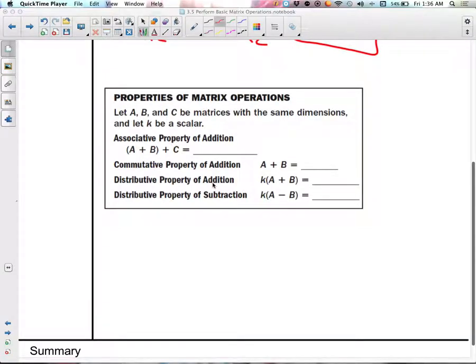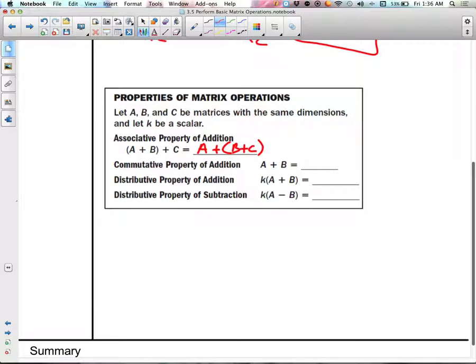A few properties of matrices that you need to be aware of. So let A, B, and C be matrices with the same dimensions, and let K be a scalar. The associative property of addition can be performed on a matrix. If I have matrix A plus matrix B plus matrix C, that can also be the same as saying matrix A plus matrix B plus C.